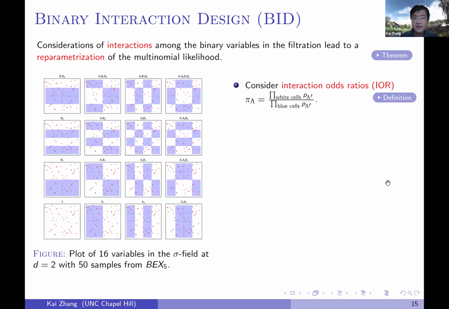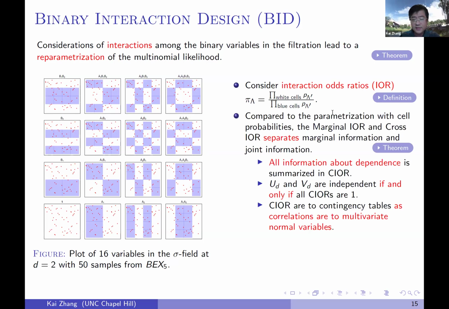The new parameters, so-called interaction odds ratios, are defined as the ratio of the product of white cell probabilities and the product of blue cell probabilities. So why are these new parameters helpful? If you look at the classical parameterization with cell probabilities, a cell probability carries both the joint distribution information and the marginal distribution information. But it turns out we can separate them through these interaction odds ratios, this new parameterization.